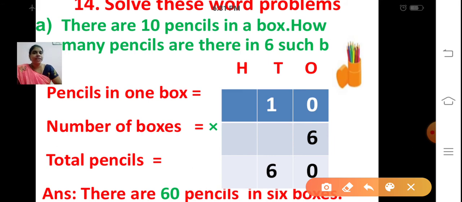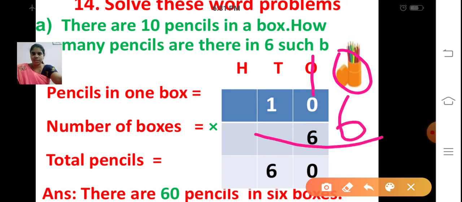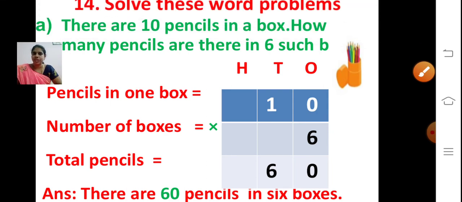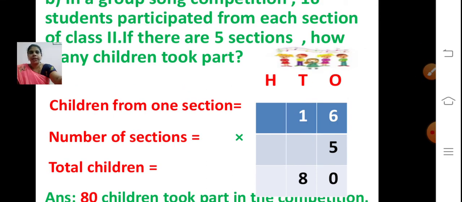So altogether we have how many pencils in 6 boxes? 60 pencils. So we are going to multiply. In one box, how many pencils do we have? 10. So we are going to calculate for 6 boxes, right? So the answer is 60. There are 60 pencils in 6 boxes. Understood, children? If they are giving the value for one and asking for more, you have to do multiplication. Now we'll go for the second one.